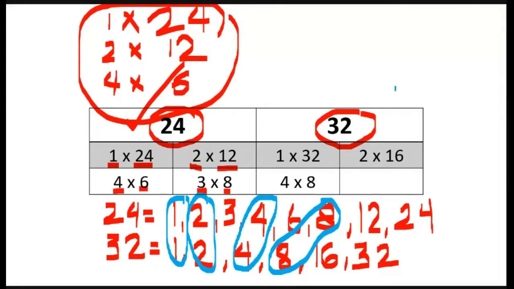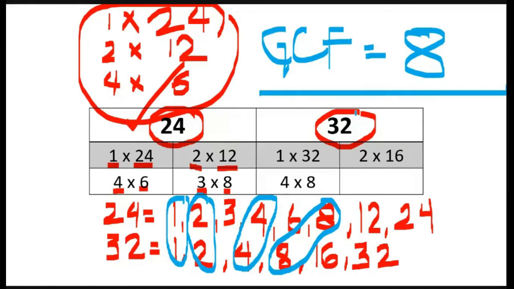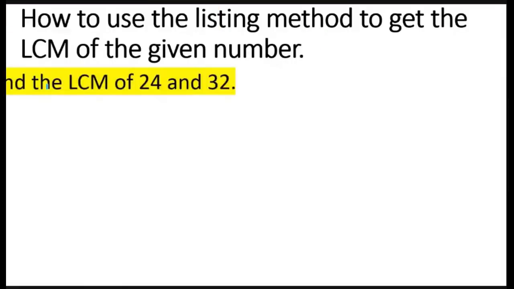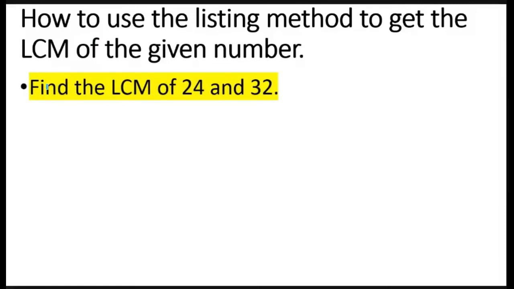So, we have the GCF of 8. Ano ba si GCF? Greatest, pinakamataas, common, parehas. Tapos yung factor, kinuha natin yung mga factors. Okay, that is under listing method. So, the GCF of 24 and 32 is simply 8. Now, pag LCM, same given. So, find the LCM of 24 and 32.